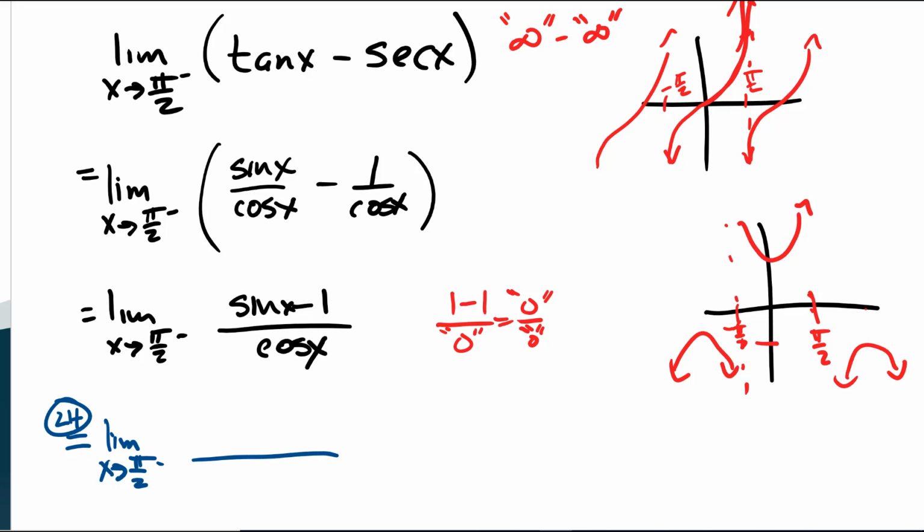So the derivative of sine is equal to cosine. The derivative of 1 is equal to nothing, so we'll leave that alone. Derivative of cosine is equal to negative sine. And there we have it. The limit as x tends towards pi over 2 from the left-hand side of, and maybe many of y'all are going, negative cotangent.